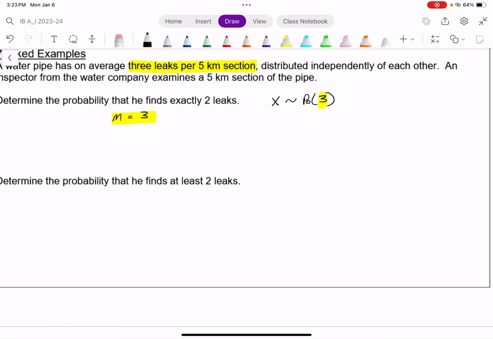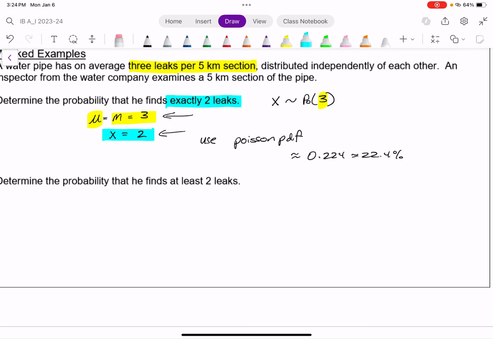And in this case, I can use my GDC, in which I have my m, or your GDC will probably use mu, and I'll have x, the number of leaks in this case being exactly 2. For example, on the TI-84, we want to use the Poisson probability distribution function, in which we have, again, the average of 3, x is 2, and it should almost right away just give us a value of approximately 0.224 or 22.4% probability. And that's the probability of exactly 2 leaks.